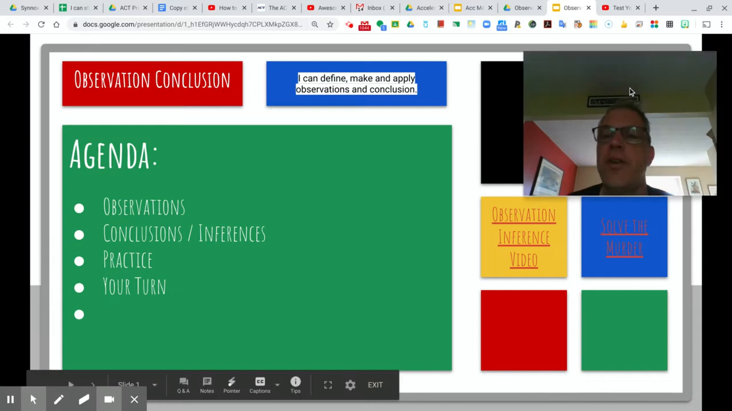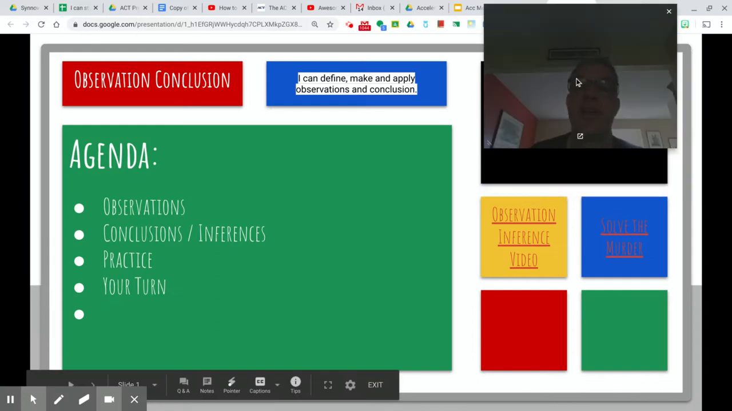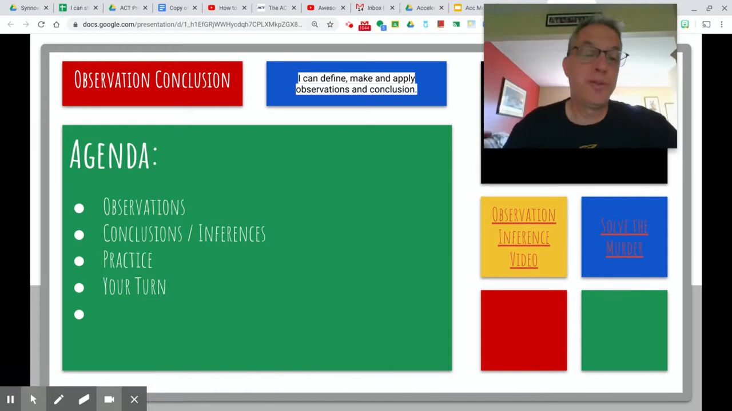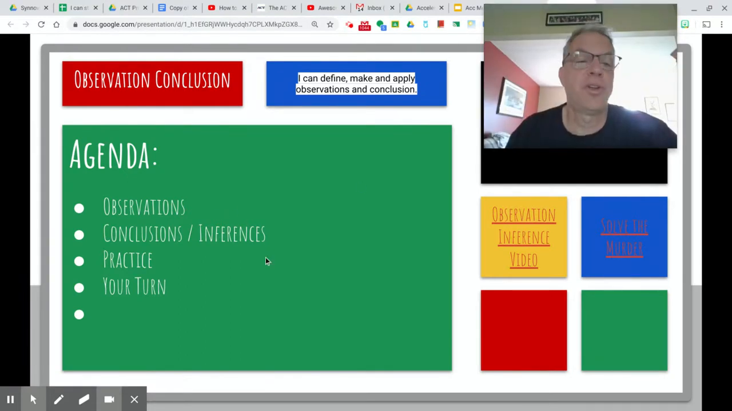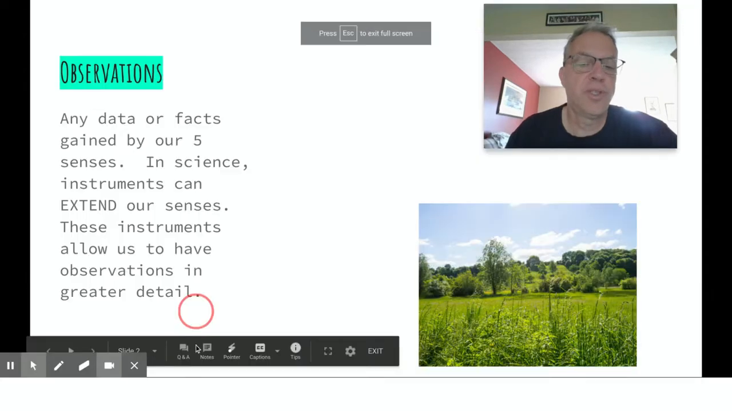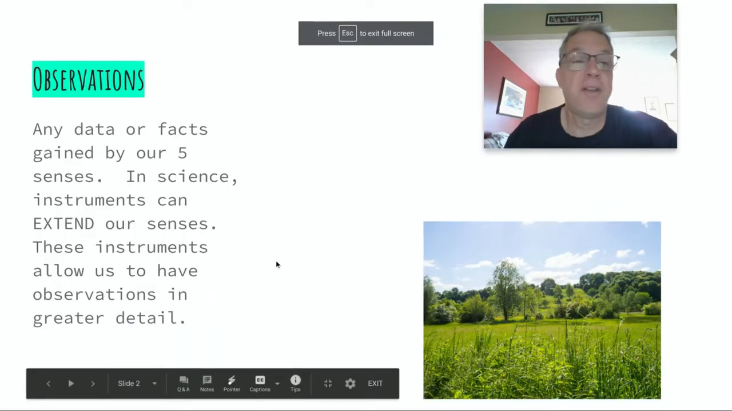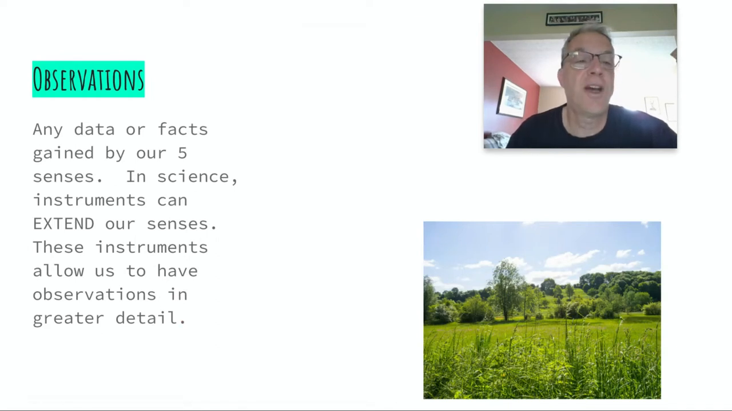So one of the things we're doing is talking about observations and conclusions. And let me tell you, in science, this is really important because a lot of times we don't know what it is that we're looking for. So we're going to cover the basics. An observation is any data or facts gained by our five senses. In science, instruments can extend our senses. These instruments allow us to have observations in greater detail. Now, one of the things I should have said at the beginning: make sure to print out the PDF of this and collect your guided notes.